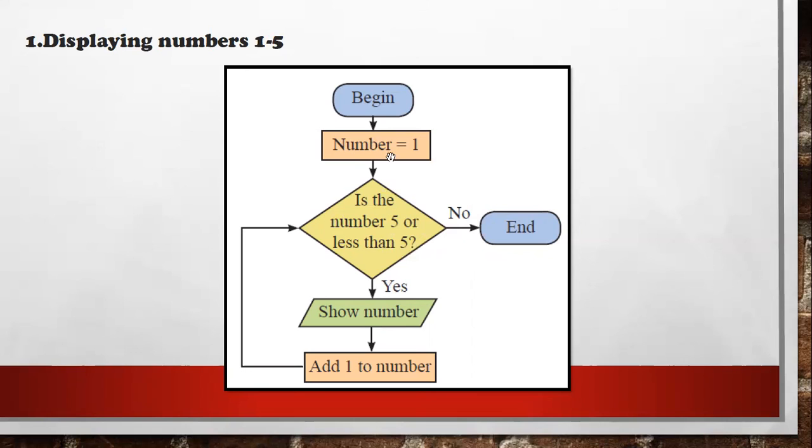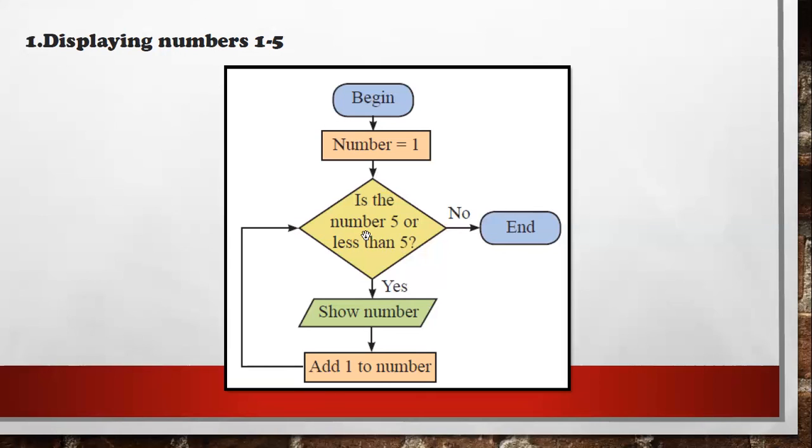If we take number 1 as an example, try to understand: is the number 1 equal to 5 or less than 5? Okay, 1 is less than 5. Then you show the number here, 1. Then you have to add 1 to that 1. 1 plus 1 means 2. Then again go back to the decision.